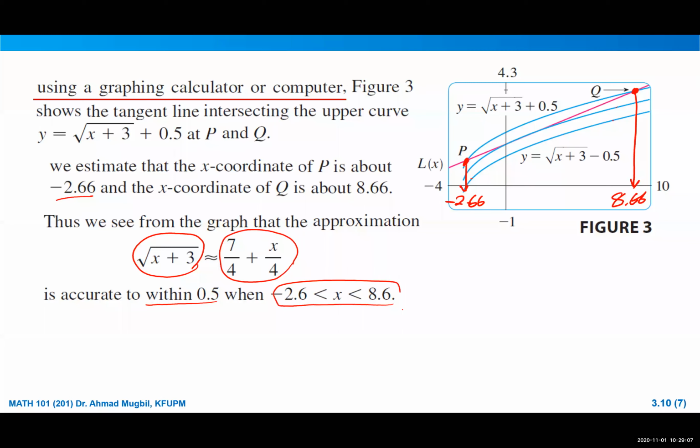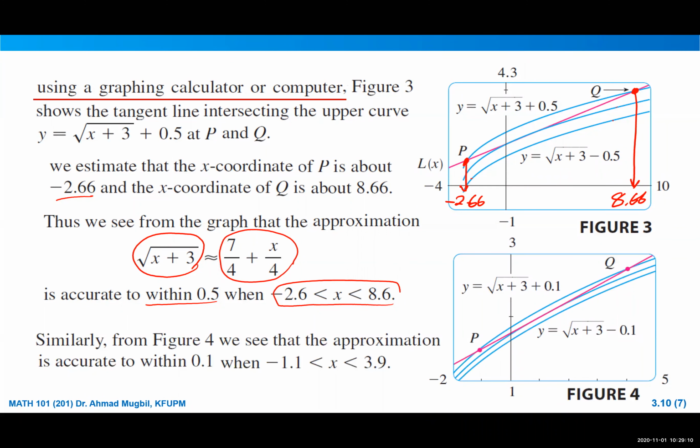You can do the same for the next part. In the next part, they ask about within 0.1. It is the same idea for 0.1. So if x is between negative 1.1 and 3.1, you can see here that the interval is closer to 1, because here we want the accuracy to be tighter than in the previous example. There we wanted within 0.5. Here it is within 0.1. So the interval will be very close to 1.